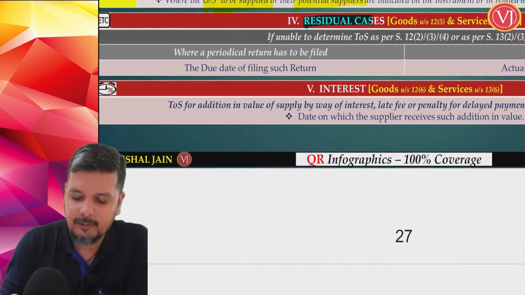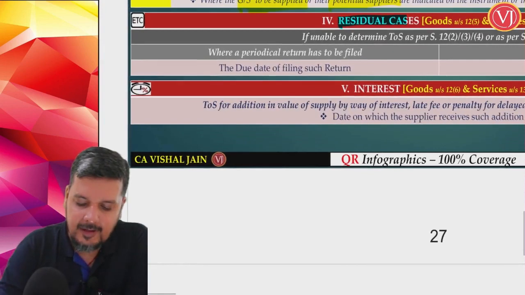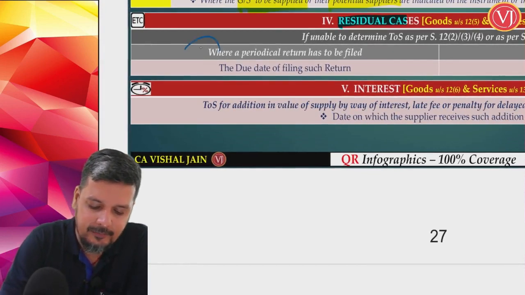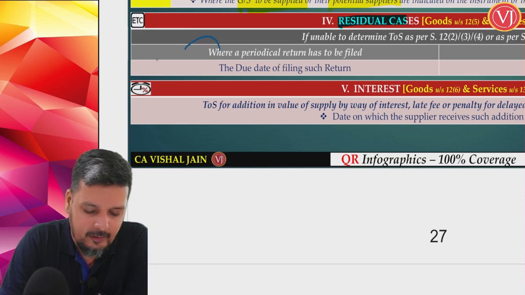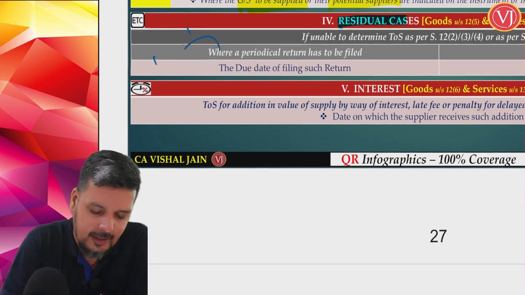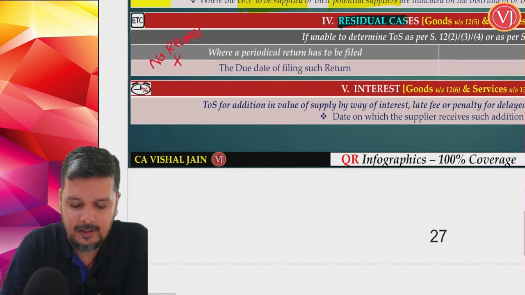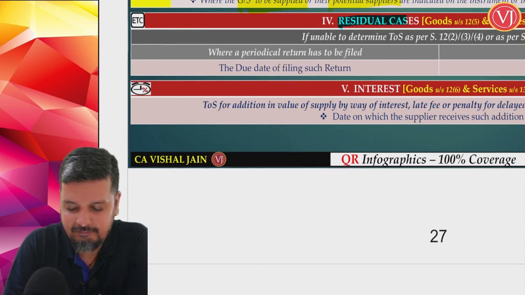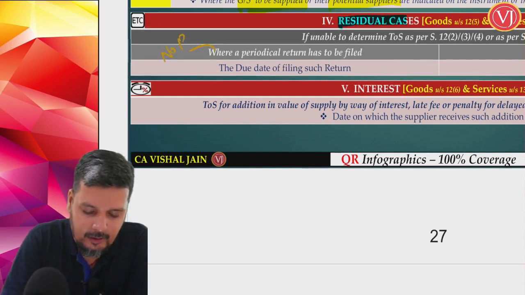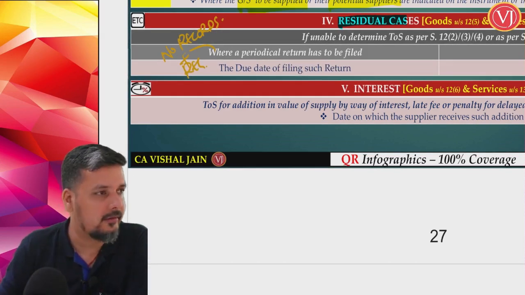So actually residual case is nothing but fraud case. No books of accounts, where periodical return has to be filed. When I say periodical return has to be filed, it means you don't have books of accounts, no records, but unfortunately, for some reasons, you are registered. You have to file your periodical returns.